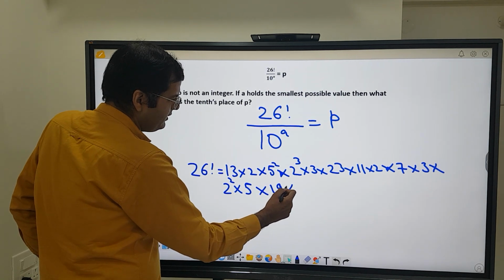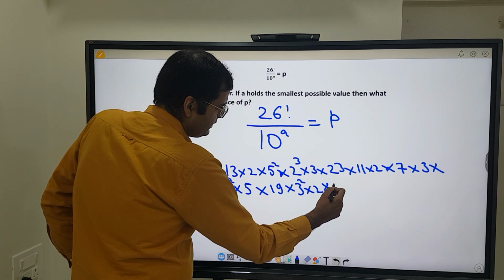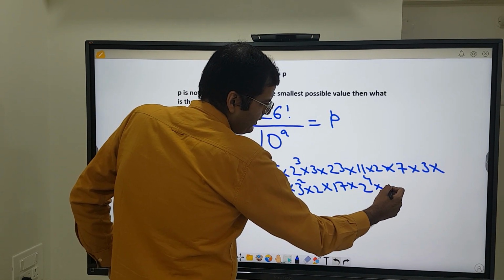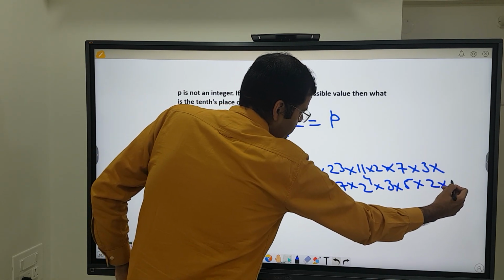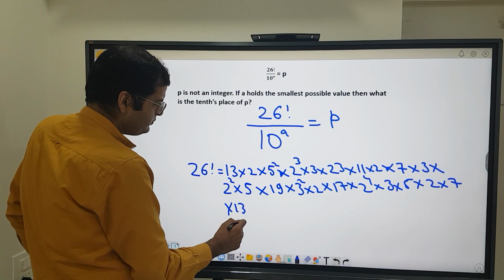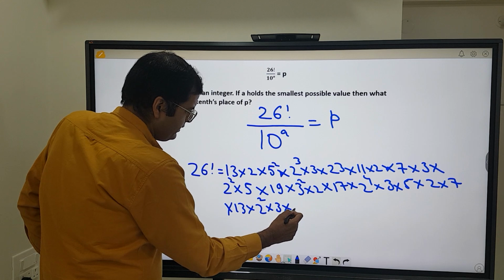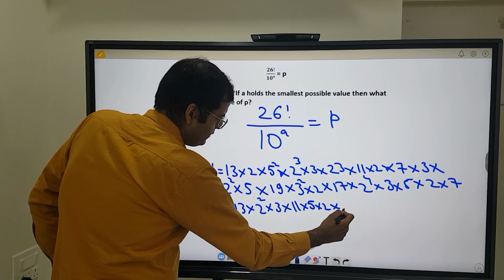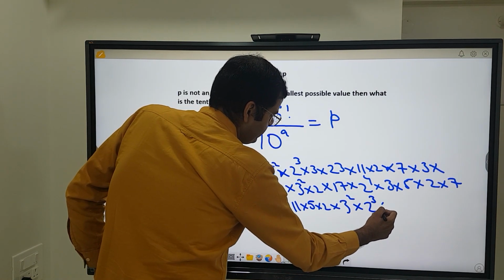Then 19, 18 is what? 9 into 2, which is 3 square into 2. Then 17, 16 is 2 raised to 4. Then 15 is 3 into 5. 14 is 2 into 7. 13 is as it is. 12 is 4 into 3, which is 2 square into 3. Then 11 is as it is. 10 is 5 into 2. 9 is 3 square. 8 is 2 cube.